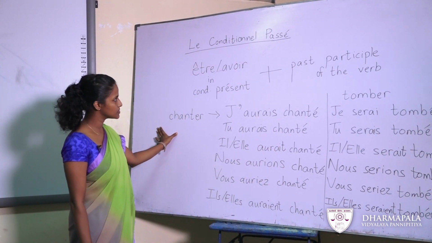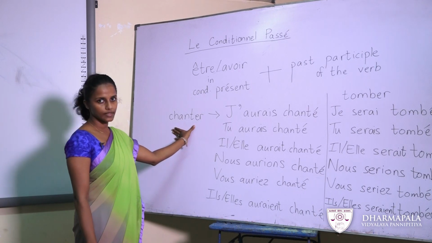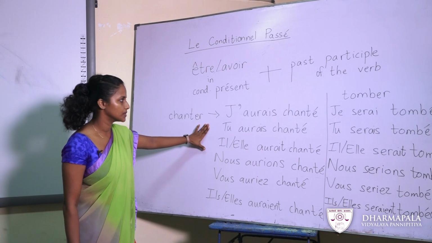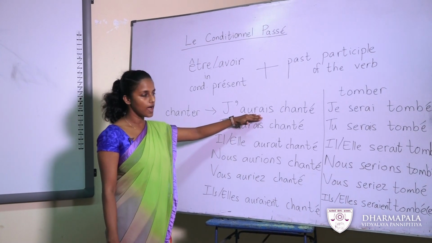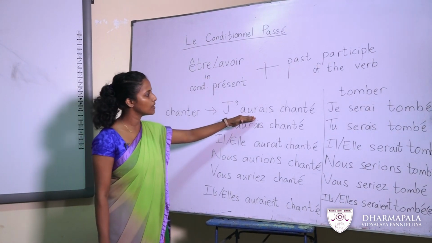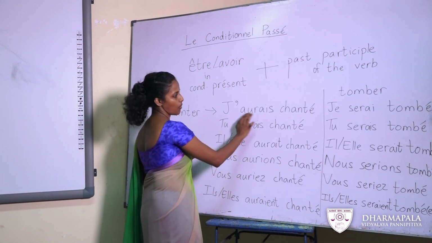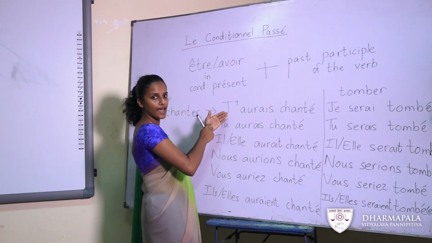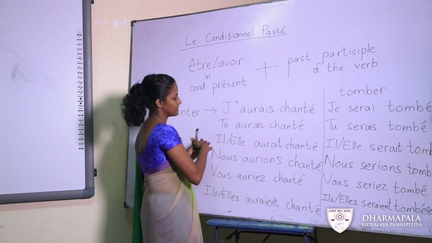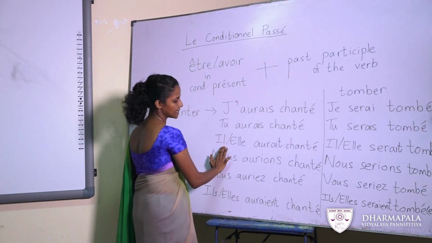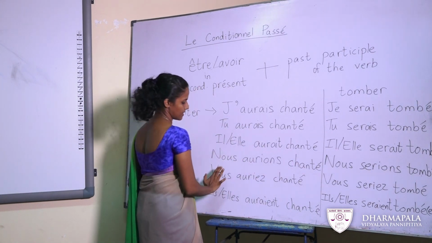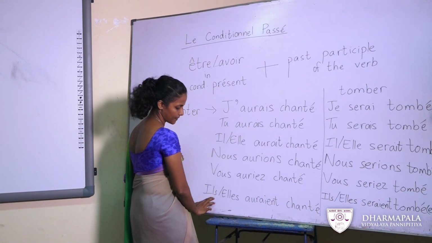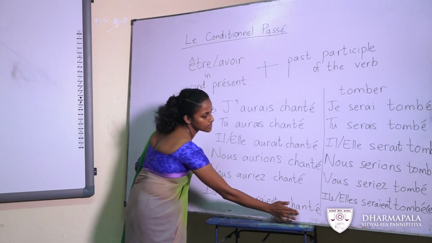Now, you learned conditionnel présent. So, we will take chanter as the example. You know that chanter is an avoir verb. So, we have to take avoir in conditionnel présent as the auxiliary. So, aurais and the past participle. J'aurais chanté. I would have sung. Would have. Tu aurais chanté. Il, elle aurait chanté. Nous aurions chanté. Vous auriez chanté. Ils, elles auraient chanté.